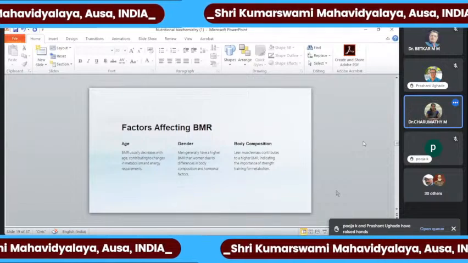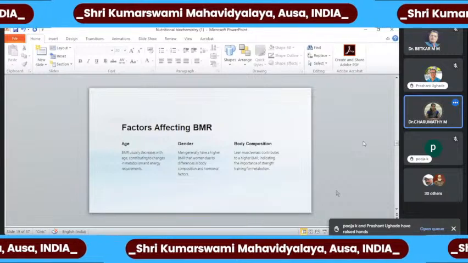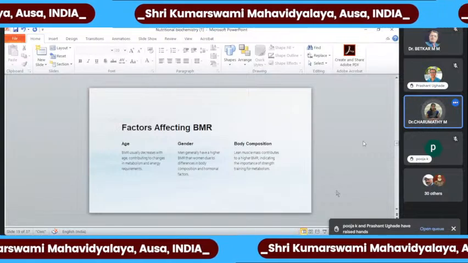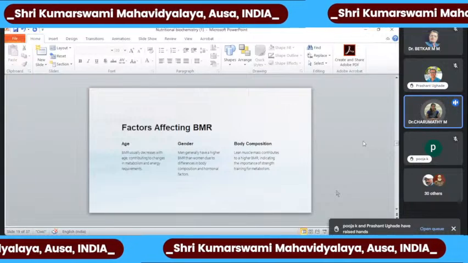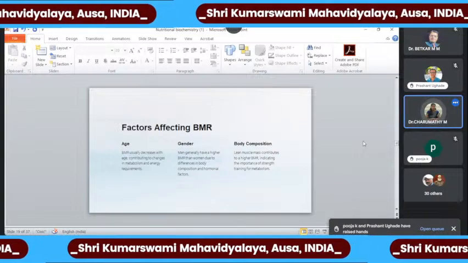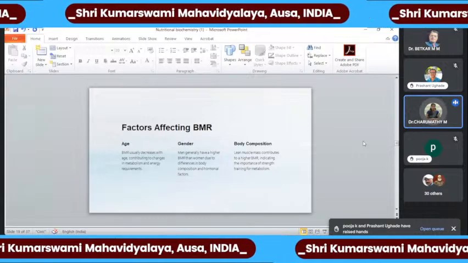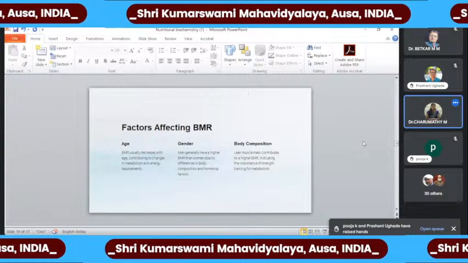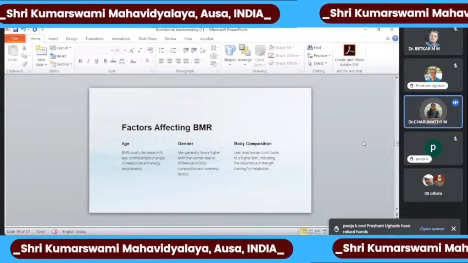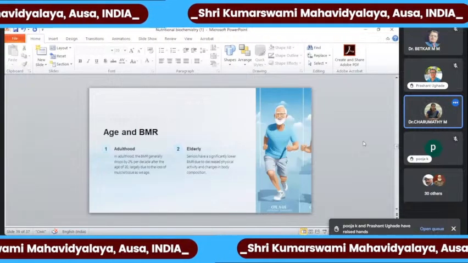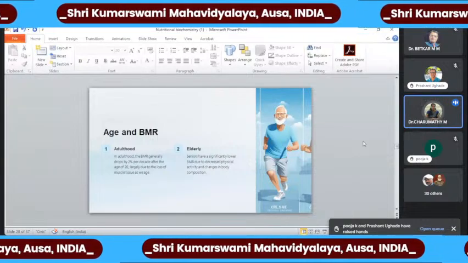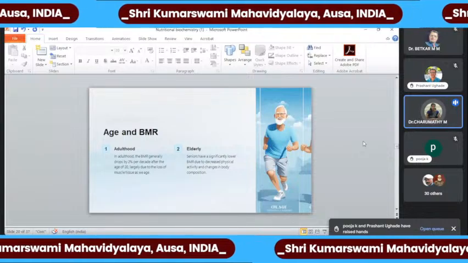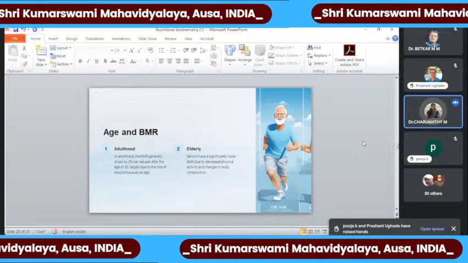Factors affecting BMR: age, gender, physical activity, hormones, environment, body composition, starvation, fever. Those are all the affecting factors. In age, BMR usually decreases with age. In gender, men generally have a higher BMR than women due to differences in body composition and hormonal factors. In body composition, lean muscle mass contributes to a higher BMR, indicating the importance of strength training for metabolism. In adulthood, the BMR generally drops by 2% per decade after the age of 20. And seniors have a significantly lower BMR due to decreased physical activity and changes in body composition.